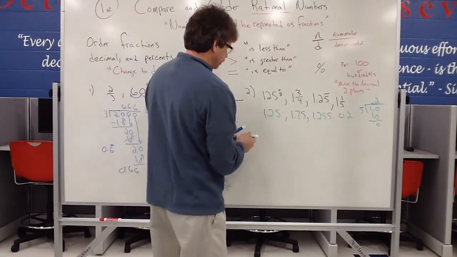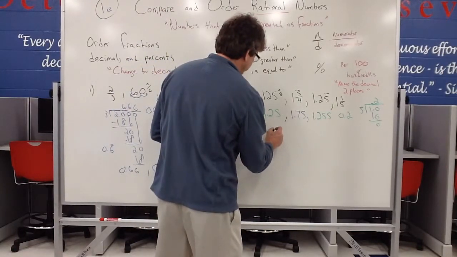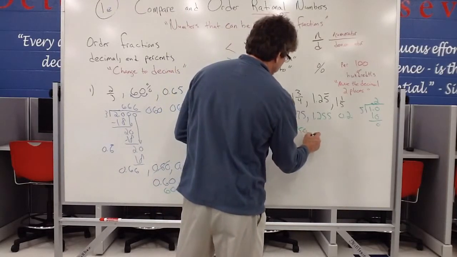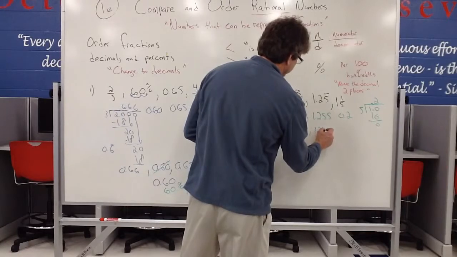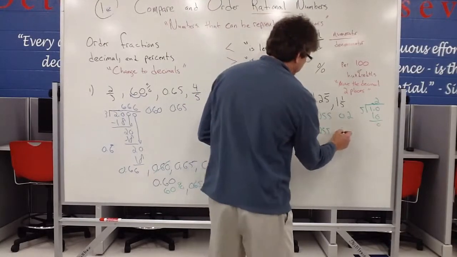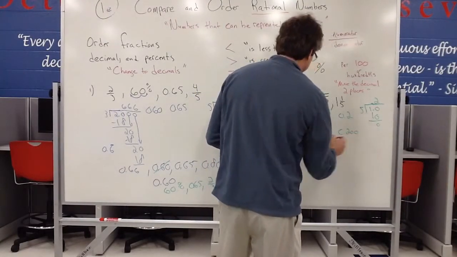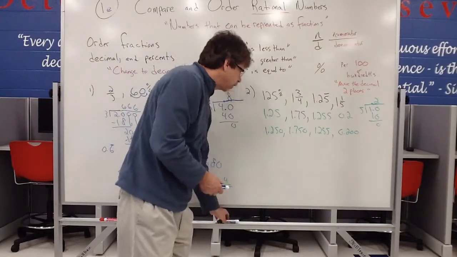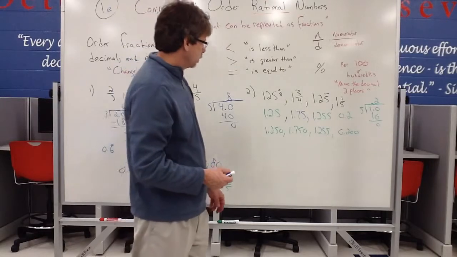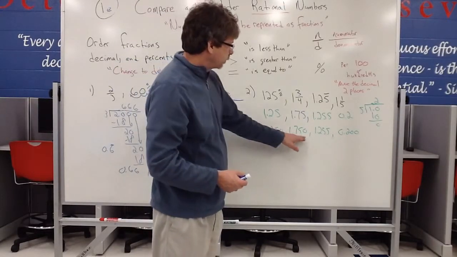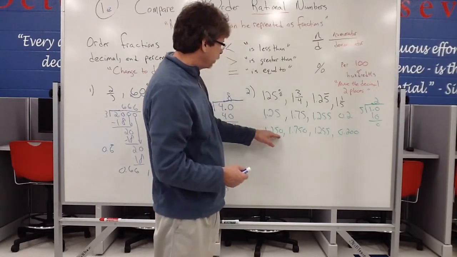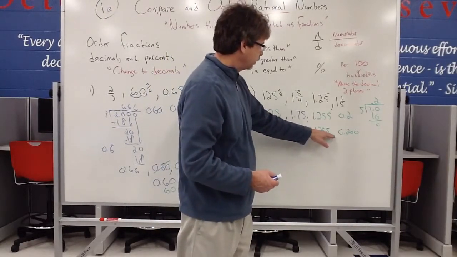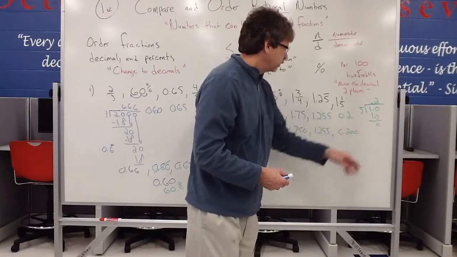So I have then 1.250, 1.750, 1.255, and then 0.200. So I can now use these as my strategy to put them in the smallest to largest. Since they're all now to the thousandths place, I can read that as 1 and 250 thousandths, 1 and 750 thousandths, 1 and 255 thousandths, and also I have just 200 thousandths.